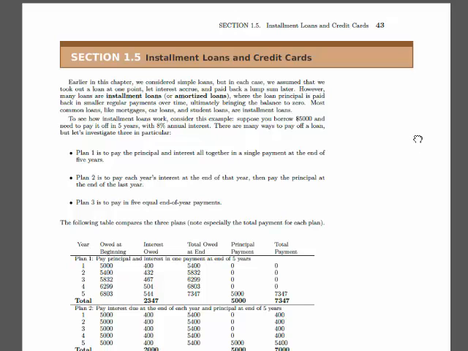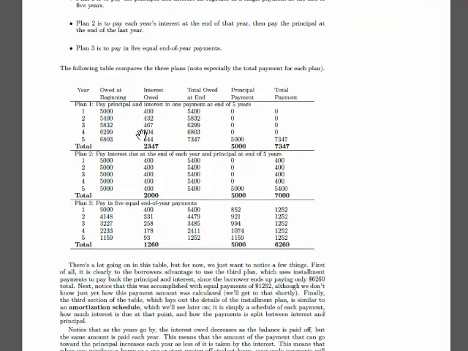Section 5 in the finance chapter deals with installment loans and credit cards. The installment loan that we'll be mostly interested in is mortgages or home loans, and then we'll talk briefly about credit cards at the end of the section. So a mortgage or an installment loan works similar to what we see in this table.